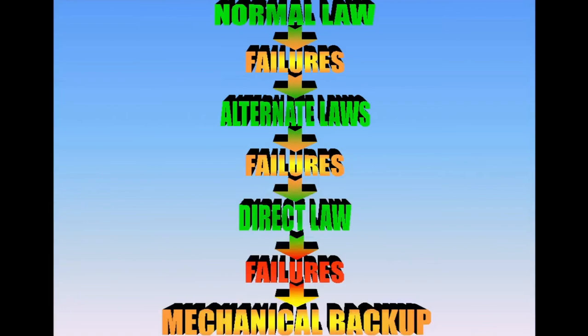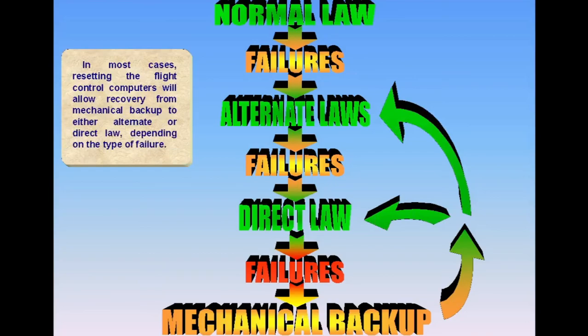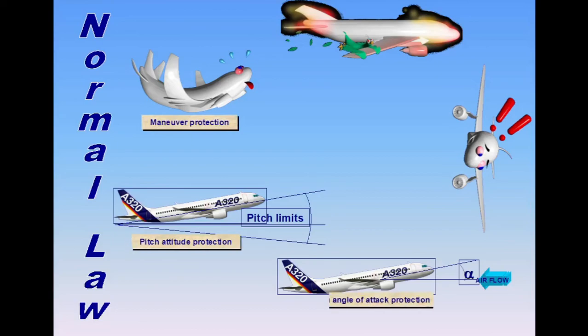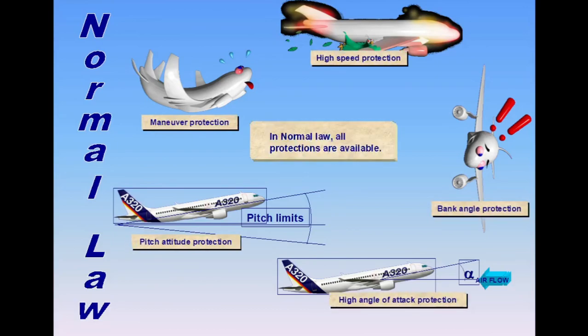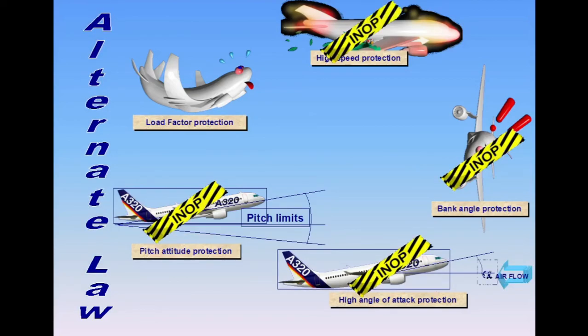In most cases, resetting the flight control computers will allow recovery from mechanical backup to either alternate or direct law, depending on the type of failure. In normal law, all protections are available. In alternate law, the pitch attitude protection, bank angle protection, AOA protection, and overspeed protection are lost. Load factor protection remains.